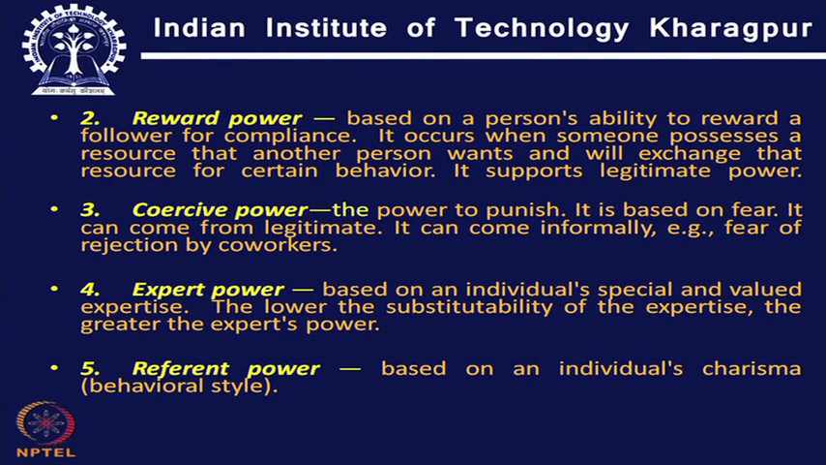Second is reward power, which is based on a person's ability to reward a follower for compliance. It occurs when someone possesses a resource that another person wants and will exchange that resource for certain behavior. Like legitimate power, if you are in a position to reward someone, that itself makes the person dependent on you to do things as you want that person to do.